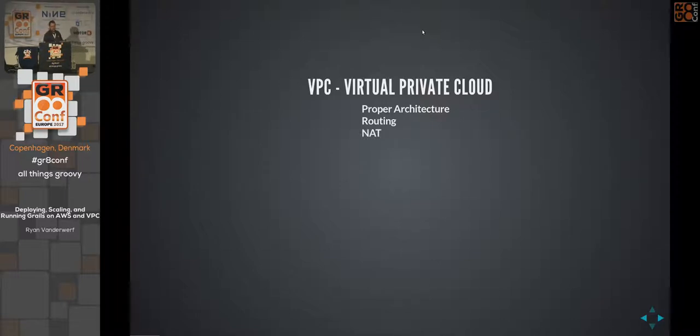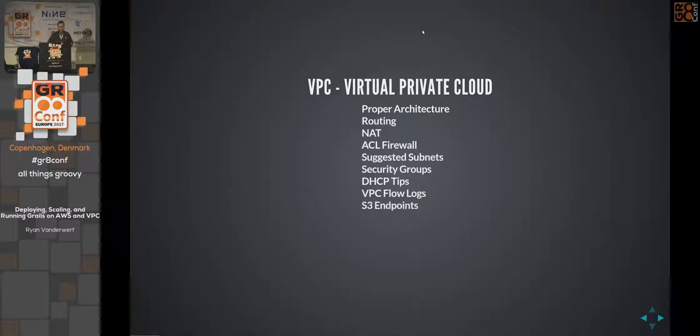I'll talk a little bit about routing, how NAT works on it, some ACL firewall rules, suggested layout of some subnets in the VPC, and a little bit about security groups, a couple of DHCP tips, flow logs, and S3 endpoints. A little bit about peering, and something called ClassicLink.